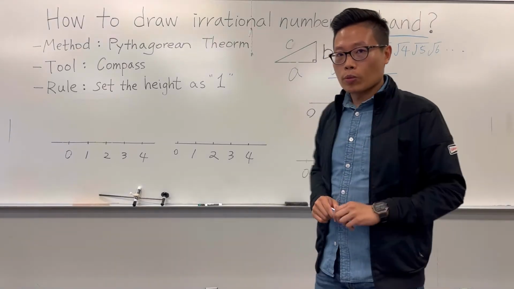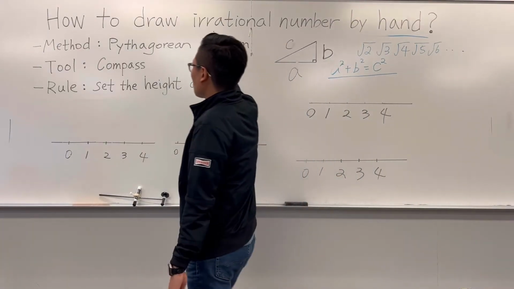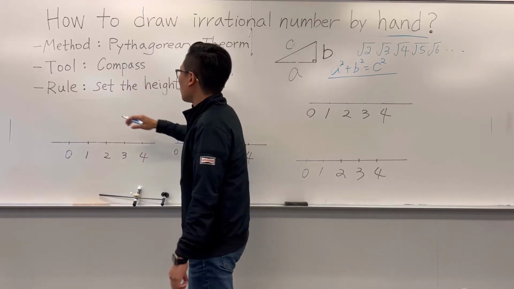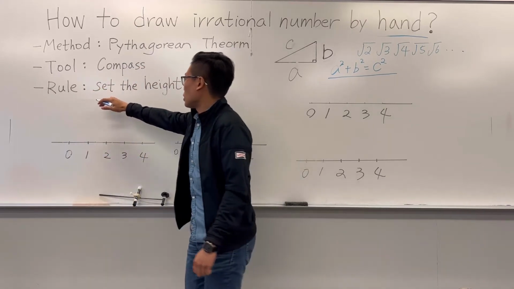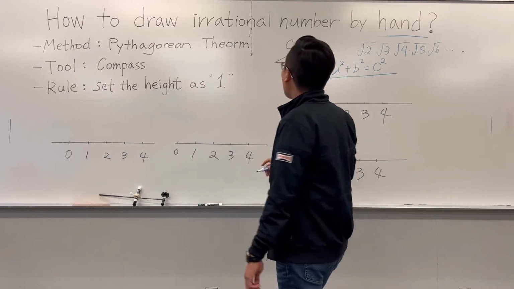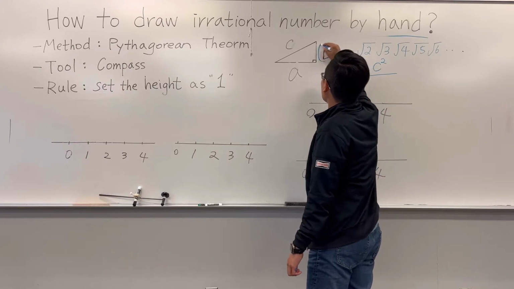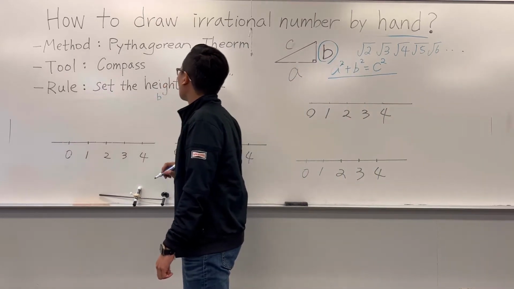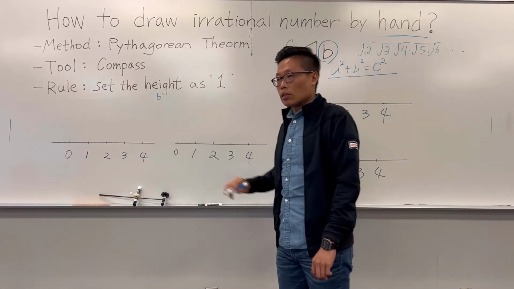We are going to talk about the rules. To do this, there are some rules you need to remember. Okay, so the first rule is to set the height as 1. So what is height? Height is b here. So we set the height of the right triangle to 1.